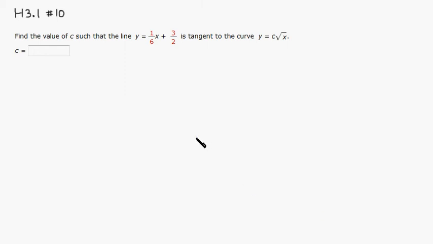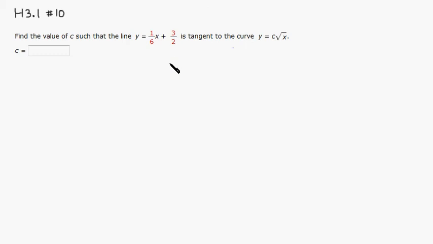Okay, let's look at homework 3.1, number 10. All right, so we are looking for this c value such that the line y equals 1/6 x plus 3/2 is tangent to the curve. The biggest problem with this is that we don't know the point of tangency.